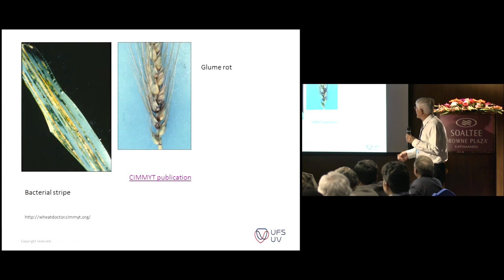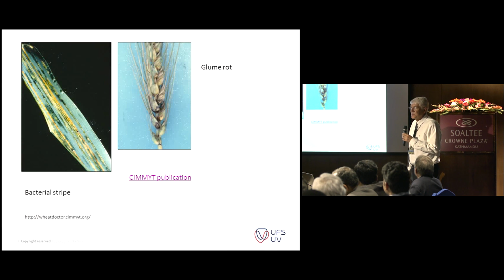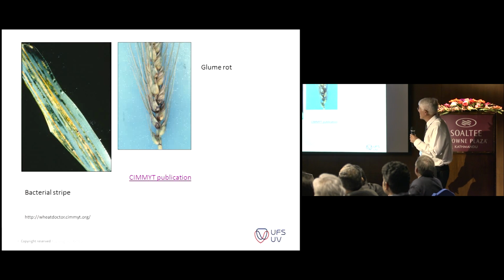The first one, bacterial stripe or gloom rot, caused usually by Xanthomonas translucens. I'm not exactly sure what the current pathovar description is. They're changing these names all the time, so if you don't work in this field, it's always difficult to keep track of what they're being called. But they can cause symptoms on the head or the spike, as well as on the leaves.